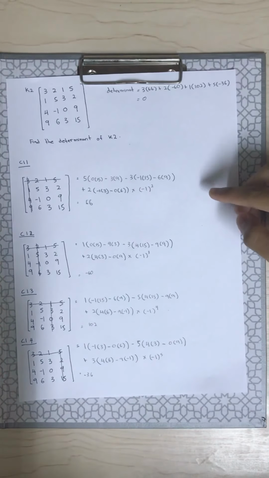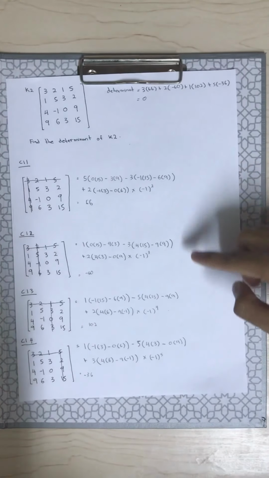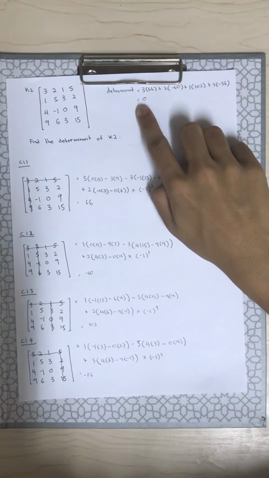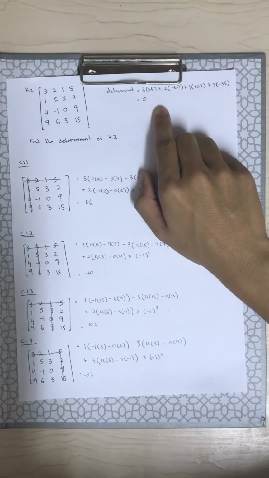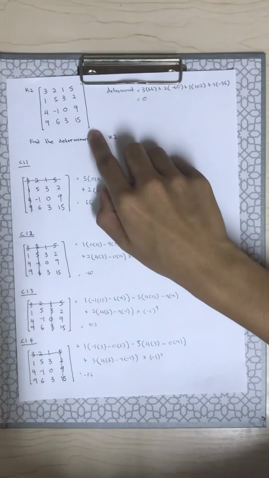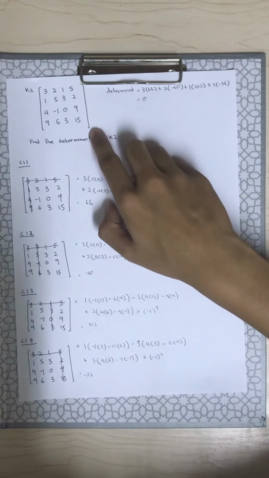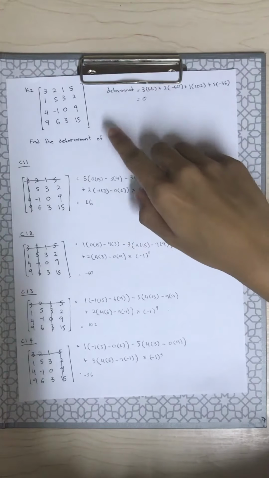I do this step to find the determinant, and then I find that the determinant is equal to 0. If the determinant is equal to 0, that means the matrix doesn't have an inverse. So if I use the ERO method, I cannot get the inverse.